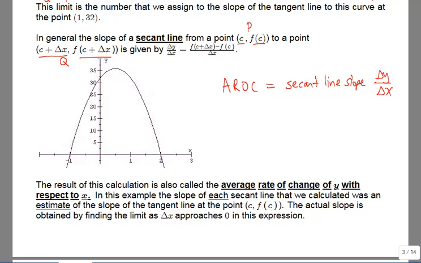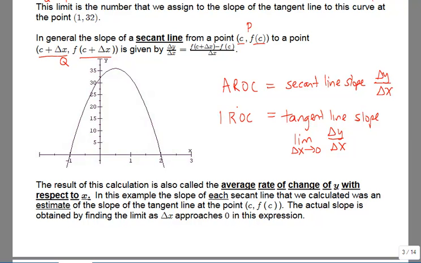In this example, the slope of each secant line that we calculated was just an estimate of the slope of the tangent line at the point (c, f of c). To find the actual slope of the tangent line, we have to take the limit as delta x approaches 0 in this expression. So to get the tangent line slope, you have to take the limit as delta x goes to 0 of these changes in y's over changes in x's. And this, by the way, is called an instantaneous rate of change.